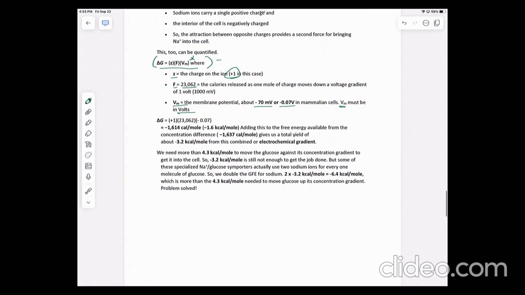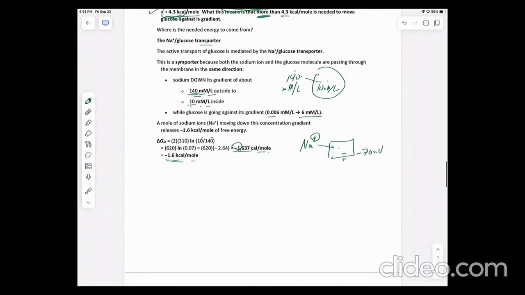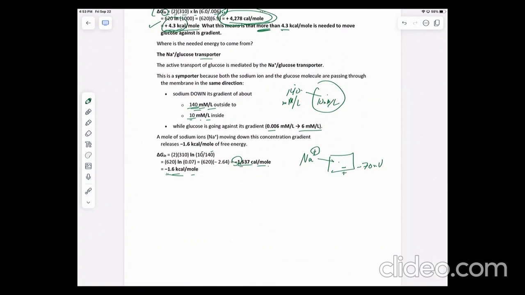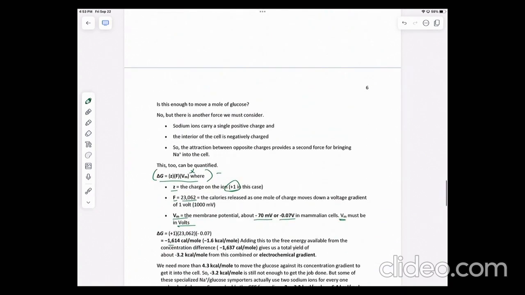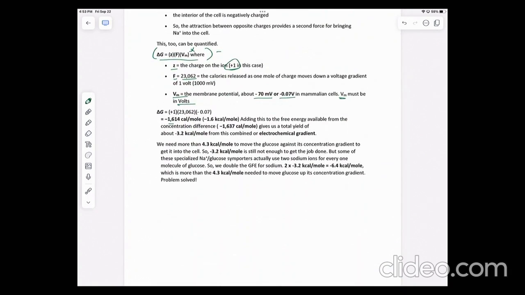So I have my numbers. I'm just going to plug it in, and I get 1614 calories per mole. Okay, that's close to what I had with the concentration when I have 1637. But when I round them, they both end up being negative 1.6. That's just kind of accidental. Okay, so what this is telling me is that for every mole of sodium that is going down the electrical gradient here, I'm going to be releasing about 1.6 kilocalories per mole. Again, releasing energy, which is why it's negative.